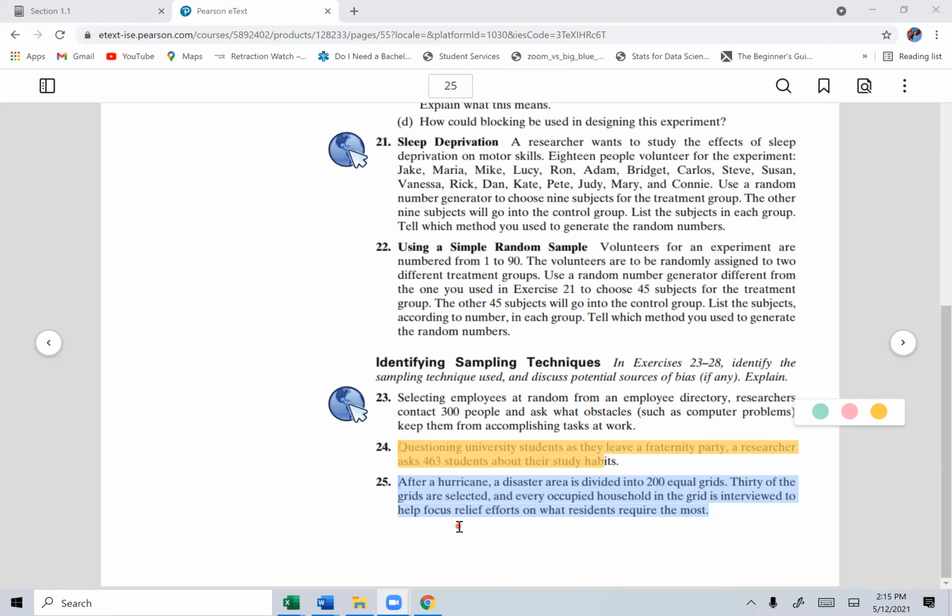That will impact just the ones who live in grids that had more severe damage. But if all the grids experience the same damage, then there wouldn't be a problem using a cluster. But if some grids sustain more damage than the others, I think they should use a stratified sampling.